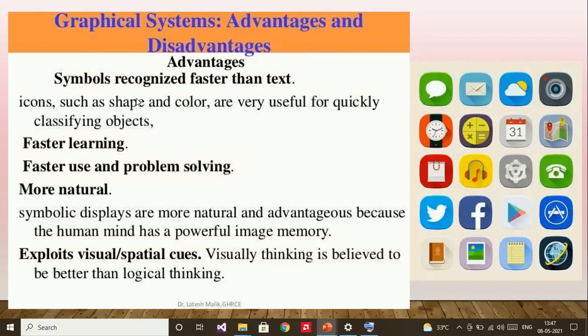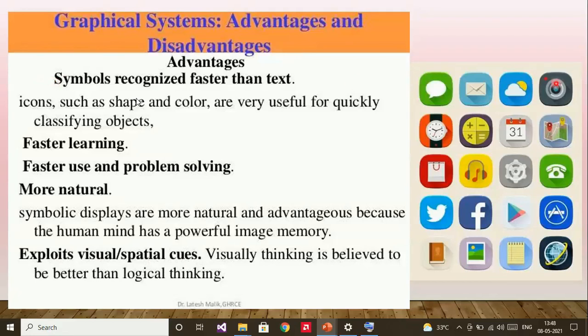So let us go on to study the advantages and disadvantages of graphical systems. Let us move on to the advantages first. So what are the advantages here? There are several advantages, maybe about 20 points. The first point is that symbols are recognized faster than text. So this is the first advantage.